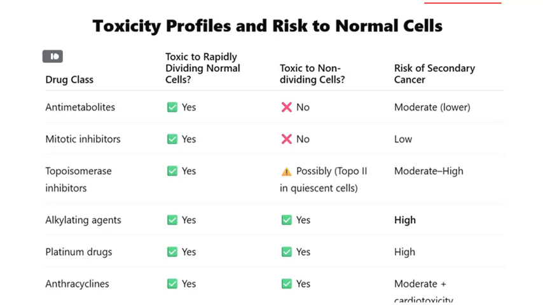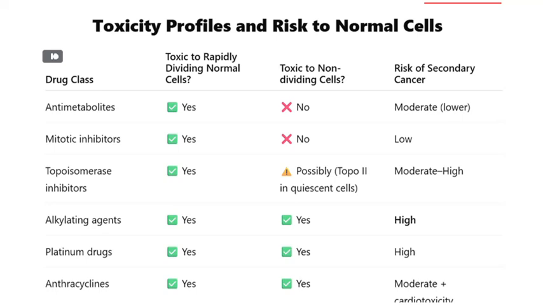Then we have antimetabolites such as 5-FU, cytarabine, and methotrexate. These act in the S phase and inhibit DNA synthesis or repair. Antimetabolites are generally not toxic to non-dividing cells as well, but they have some moderate risk of secondary malignancy, though not as high as alkylating agents, platinum drugs, or anthracyclines.